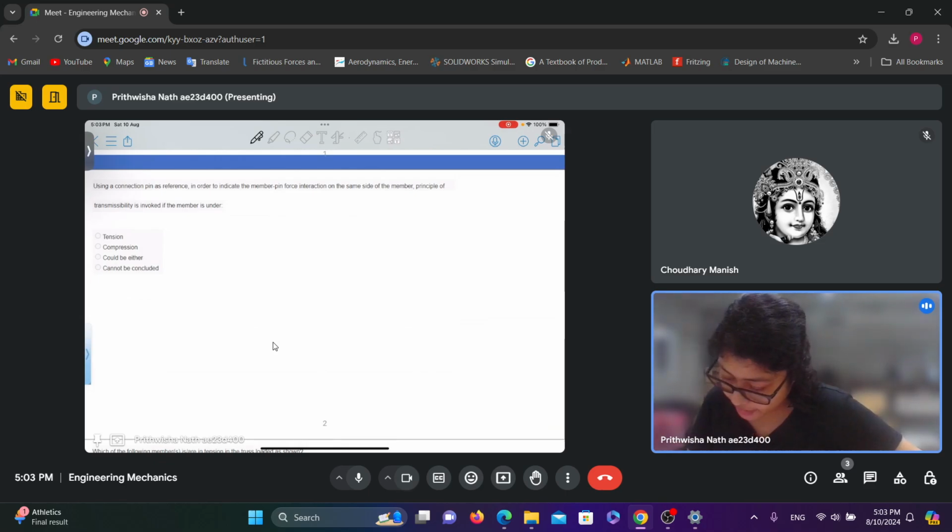Using a connection pin as reference in order to indicate the member pin force interaction on the same side of the member, principle of transmissibility is invoked if the member is under tension, compression, could be either, or cannot be concluded. So can you tell me which option is correct for this?